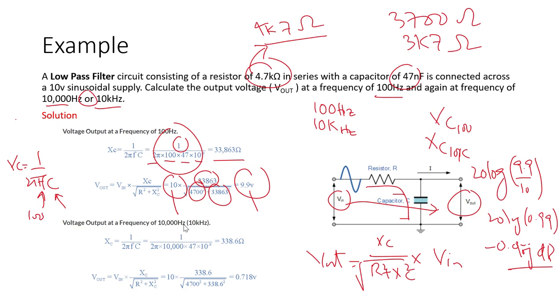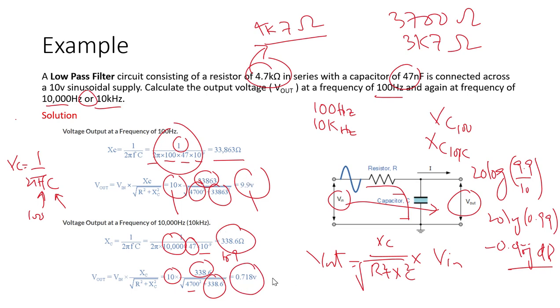Okay, now we repeat the same process for XC at 10k. So at 10k we first put 10k as frequency and 47 nano. Nano is 10 power minus 9 if you don't know. So we put this in and we found 33.6 as our XC. If we calculate the output now, output would be 10 multiplied by 338 divided by 338 square plus same resistance square. So this gives us an output of 0.7. So first it was 9 and now it is 0.7.